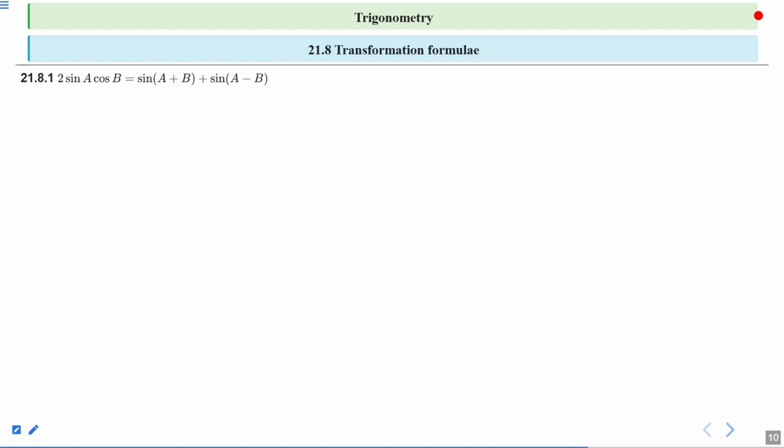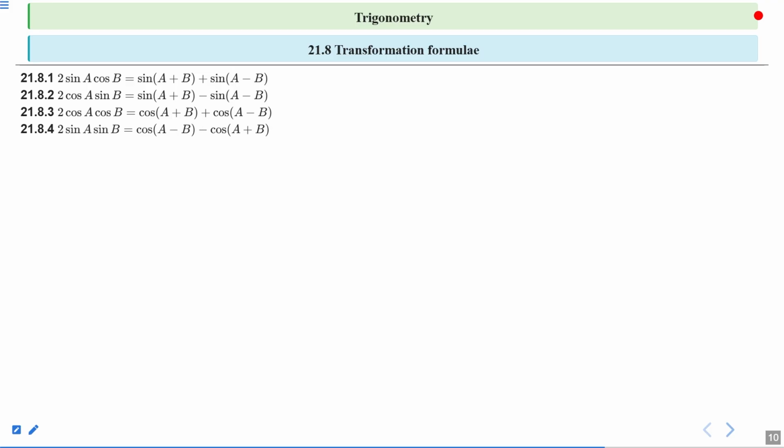Transformation formulas: 2 sin A into cos B equals sin (A plus B) plus sin (A minus B). 2 cos A into sin B equals sin (A plus B) minus sin (A minus B). 2 cos A into cos B equals cos (A plus B) plus cos (A minus B). 2 sin A into sin B equals cos (A minus B) minus cos (A plus B).